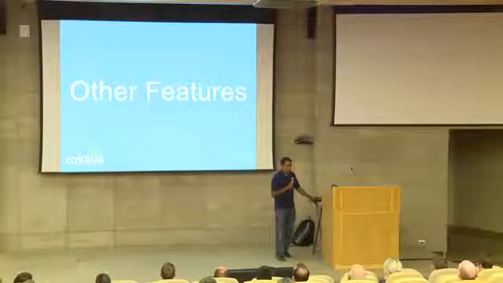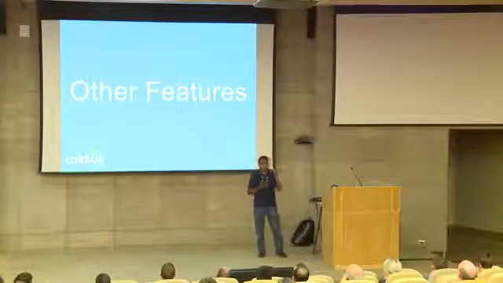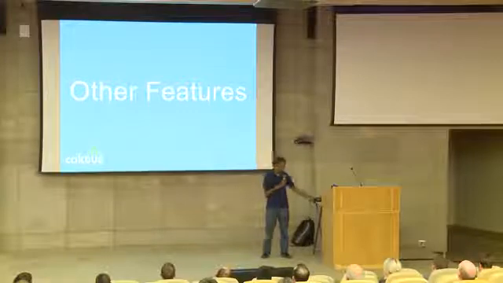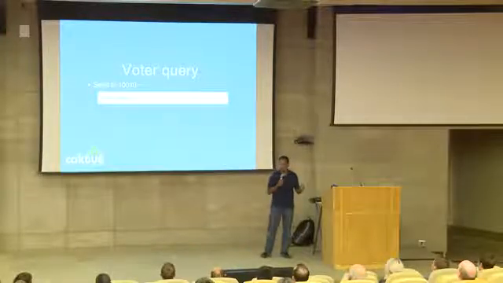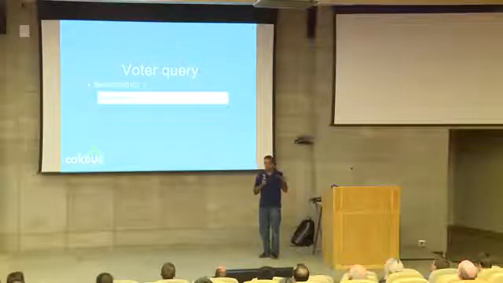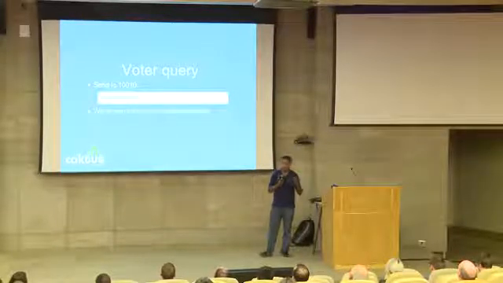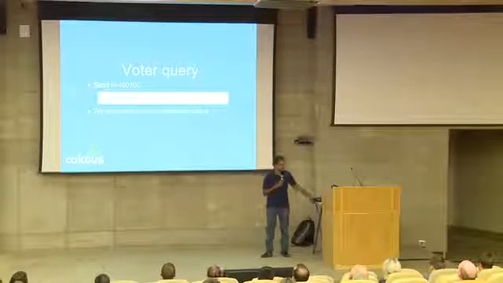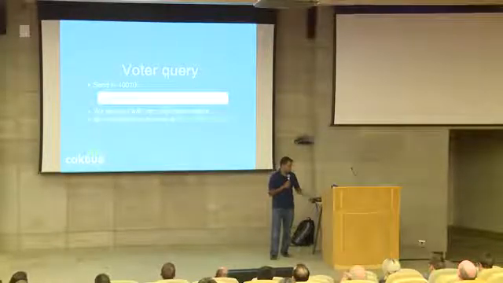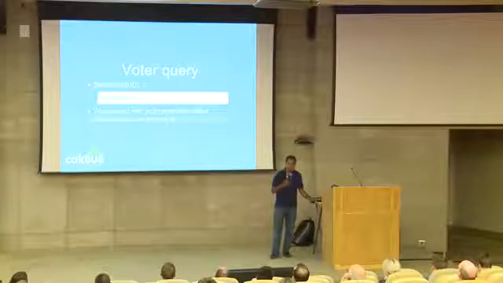I just want to briefly run through some of the other features that we built into the system. One is a voter query system, so the voter could send their national ID to our number, and then they would get a response of what their registration status was. That was also built into a web application at libyavotes.ly.